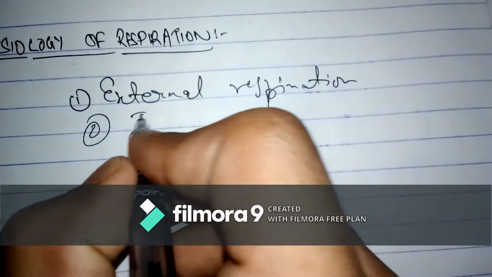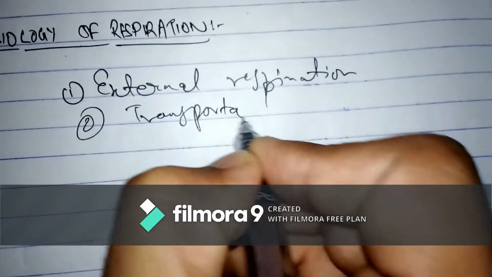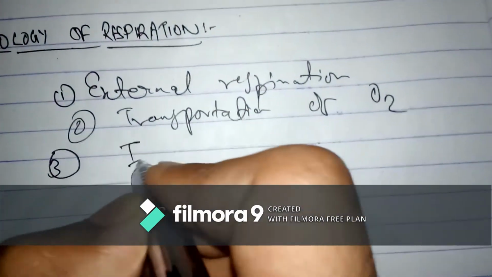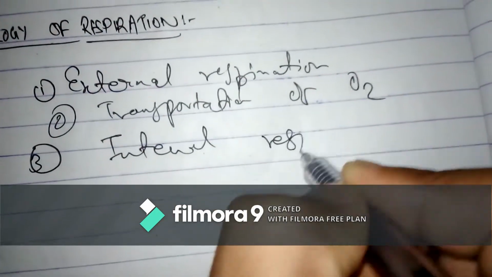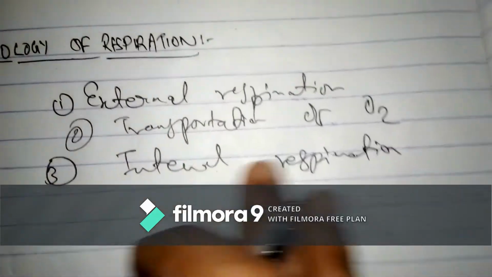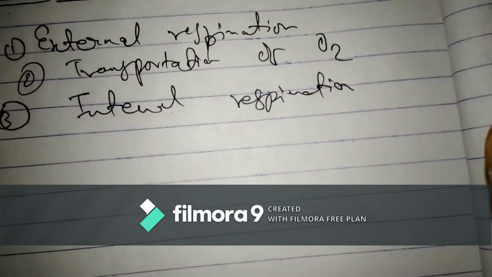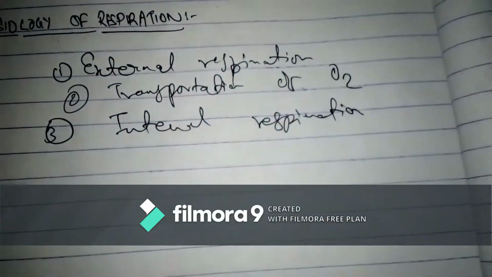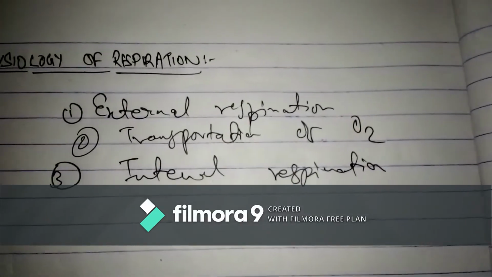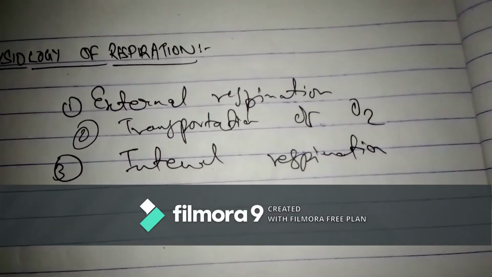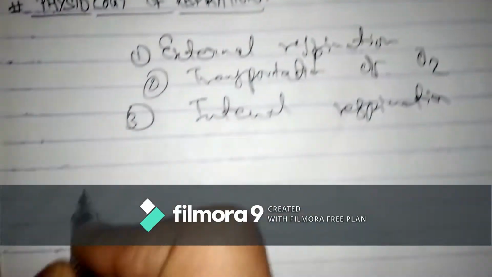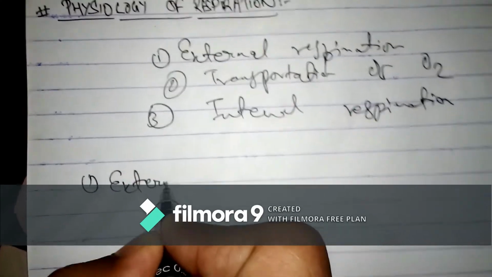Similarly, the second topic is transportation of oxygen. The third topic is internal respiration. Again, inspiration or inhalation are different things, and internal respiration is a different thing. Do not get confused. So under these three topics we can study the physiology of respiration. The physiology of respiration is not as difficult as the physiology of digestion and so on. It is very simple. First of all, we'll write about external respiration.